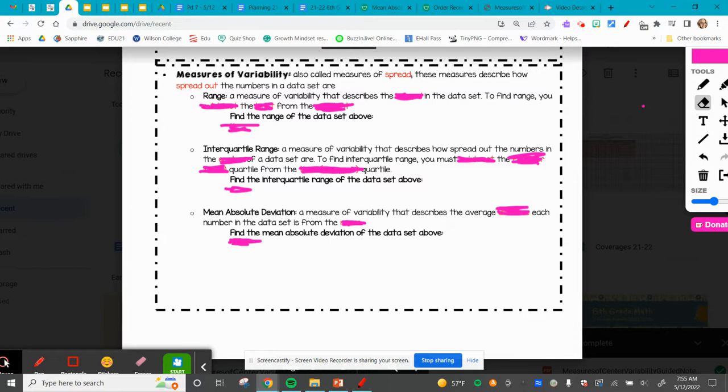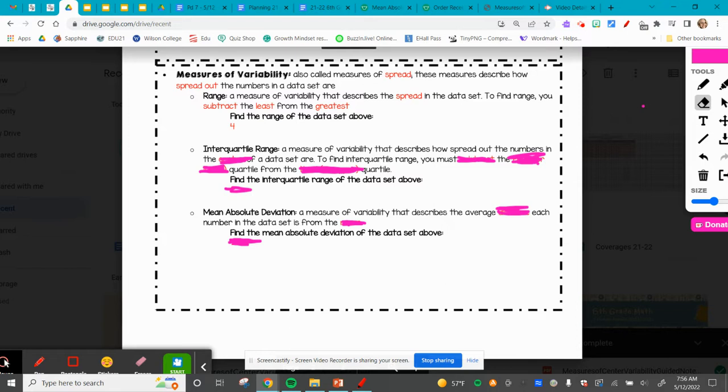So when we look at the range, it tells us variability. It's a measure of variability that describes the spread in the data set. So to find the range, you subtract the least from the greatest. So I always take max minus min. So pause the video, find the range of Miss Johnson's sleep study. Okay, the range is 4. So our data only varies from 4 hours in this particular set of data.